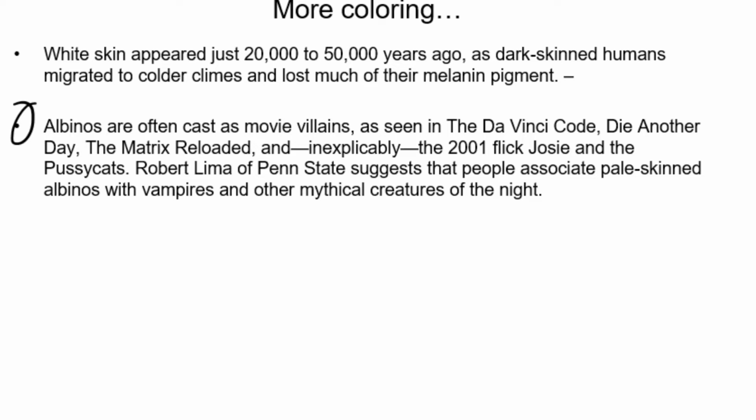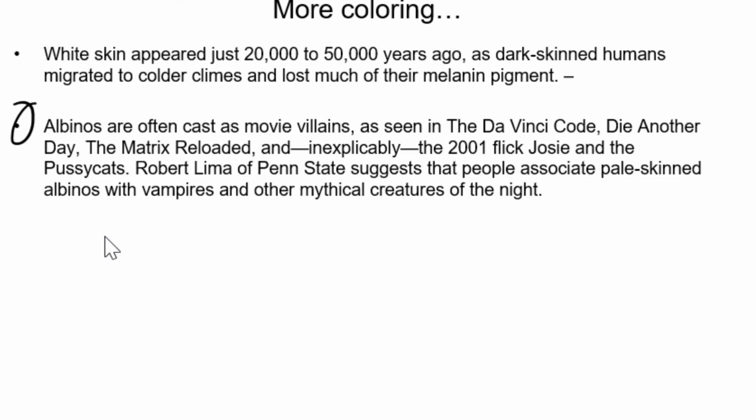Dr. Robert Lima of Penn State suggests these people associated pale-skinned albinos with vampires and other dead people and creatures of the night. Because when someone dies, their skin loses color because the blood has rushed away, and they look lighter colored, more grayish, or even white, pale.